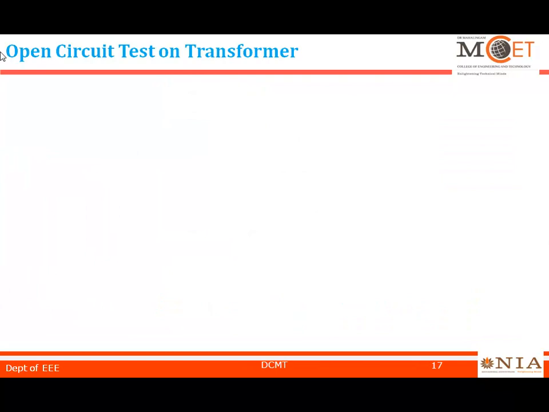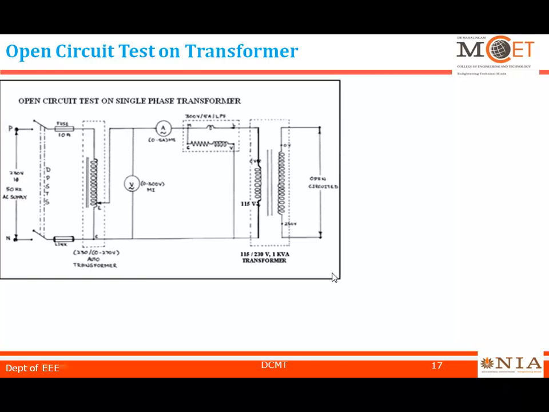Let us now discuss this open circuit test on a transformer with the lab experiment. This is your lab experiment setup. Phase and neutral. This is your single phase variac. You can vary the voltage from 0 to 270 volts. And this is a two winding transformer. The ratings are 115 volt by 230 volt. So the low voltage side is 115 and the high voltage side is 230. The capacity of the transformer is 1 kVA.